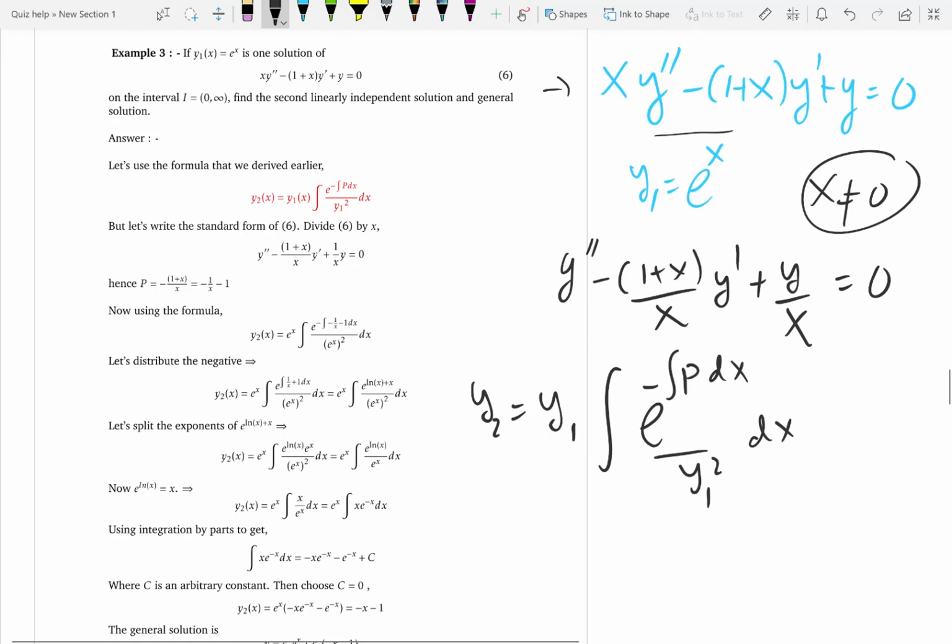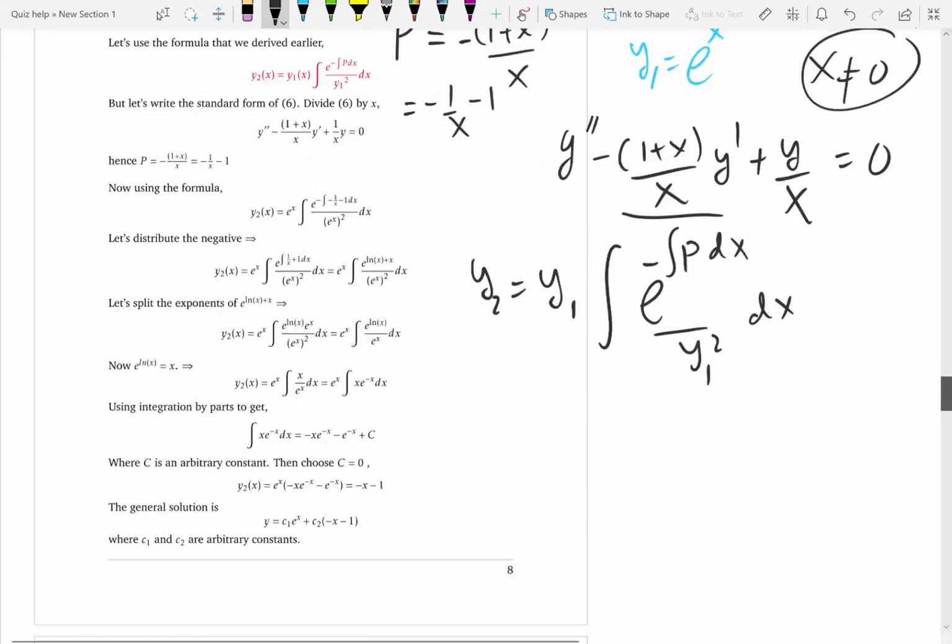Alright, so what is p here? p is the coefficient of y prime, which is (1 plus x)/x. Now don't forget that negative, okay? You have to count that negative too. So I can write this in a different way to make my life easy. Distributing the negative and dividing each term by x, I get negative 1 over x minus 1.